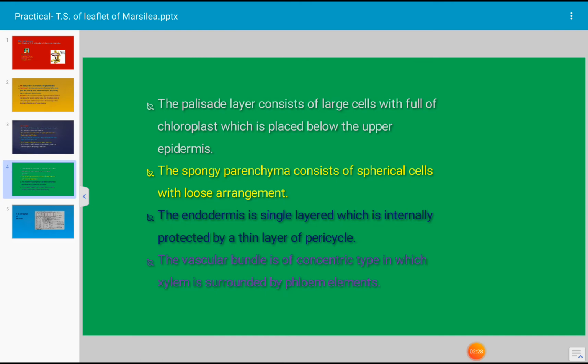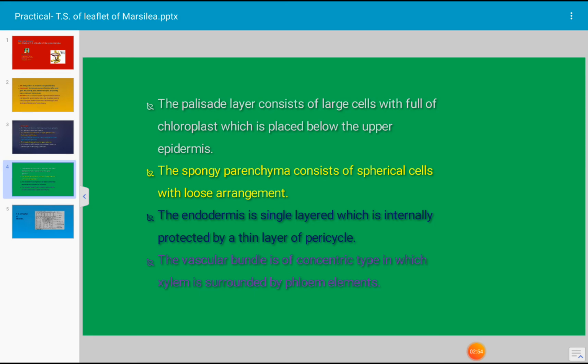The endodermis, endo means inner, dermis means skin. The endodermis is single layered, which is internally protected by a thin layer of pericycle. Pericycle, again, is parenchymatous in nature and consists of thin walled cells. The pericycle layer is always placed below the endodermis, very closely associated with it, and gives mechanical support to the endodermis. This is the function of pericycle.